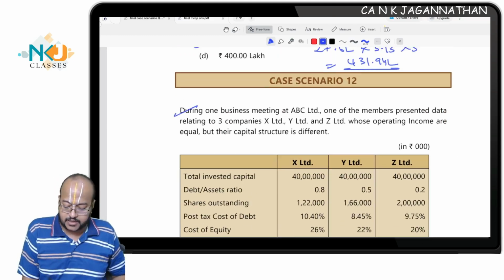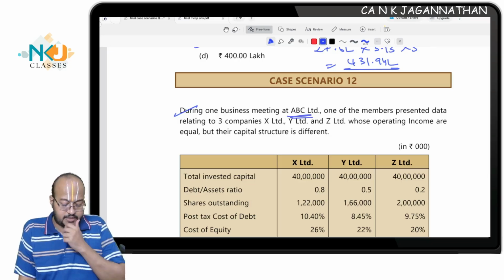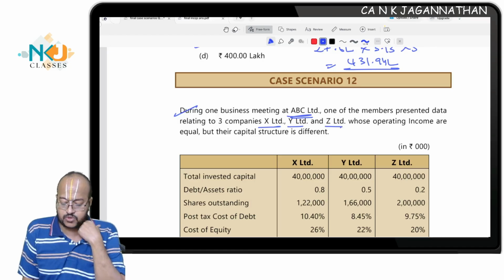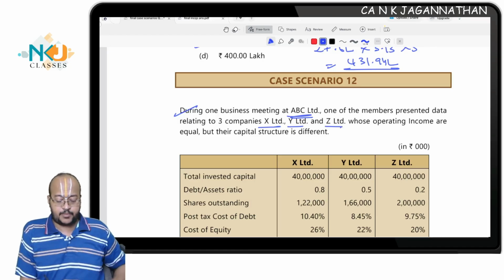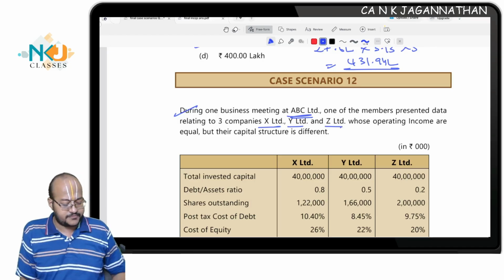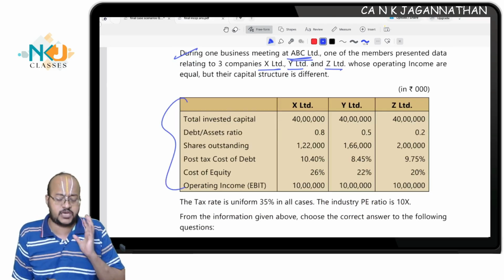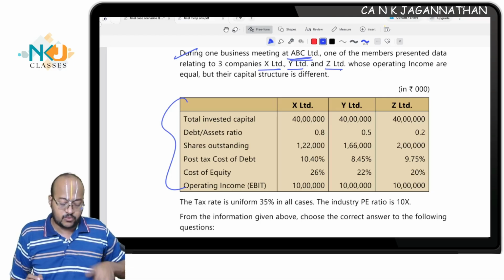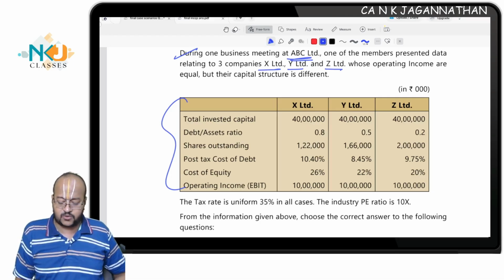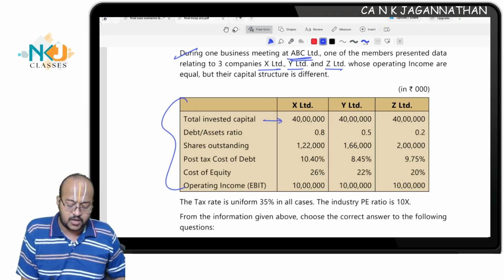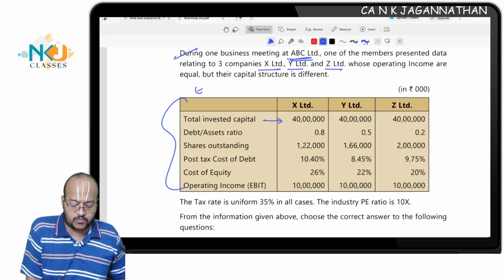Next, case scenario number 12. During one business meeting at ABC Limited, one of the members presented data relating to 3 companies, X Limited, Y Limited and Z Limited, whose operating incomes are equal, but their capital structures are different. Now, 3 different companies are given. This is a typical copy paste EVA question which is in your module. Anyway, I'll just briefly discuss. I don't need to do the calculation at all. See, total invested capital given, capital employed. Now EVA, what is the formula for EVA?